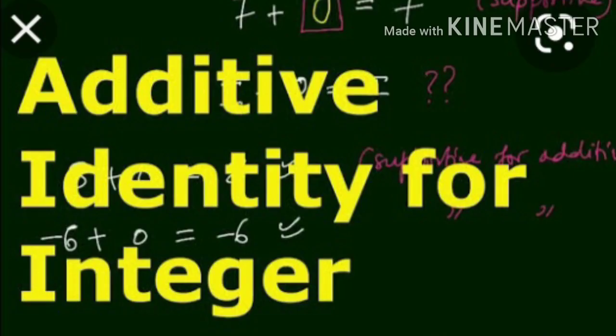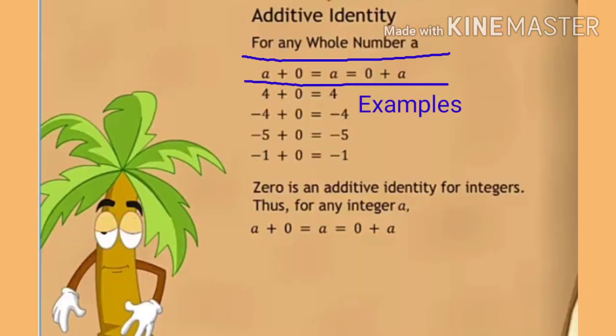Let us see about an additive identity for integers. The collection of integers has positive and negative integers and 0. Have you noticed that 0 is neither a positive nor a negative integer? What happens when we add 0 to an integer? For example, 4 plus 0 equals 4, minus 4 plus 0 equals minus 4, minus 5 plus 0 equals minus 5, minus 1 plus 0 equals minus 1.